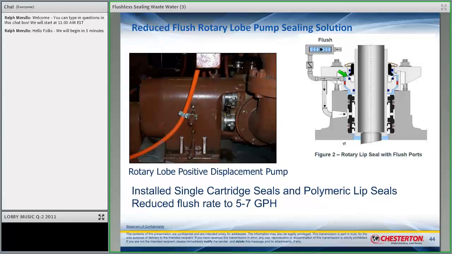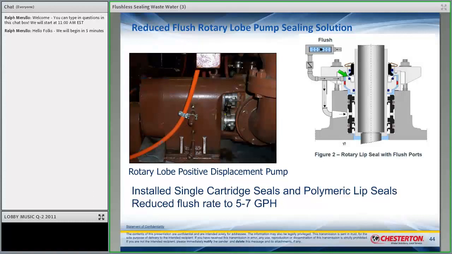Absolutely. Right? So could you take water out? You could. They didn't. They reduced their flush rate substantially, right, to 5 to 7 gallons per hour. Which of course is the end goal. That's it, right? So yeah, we don't have a gallon a minute. Now we got 5 to 7 an hour. That's a much better situation. Huge savings as well. Right. So you're protecting the seal, and you're reducing your flush rate.